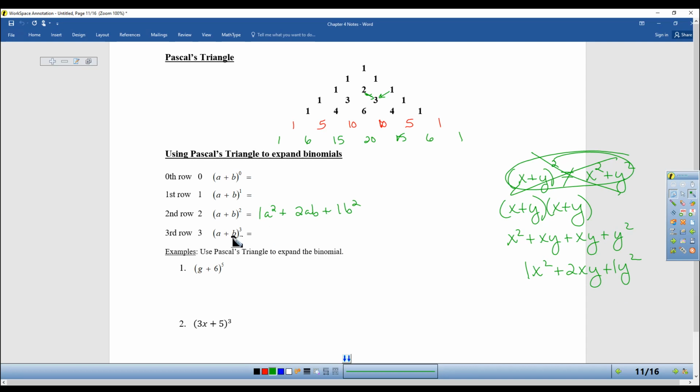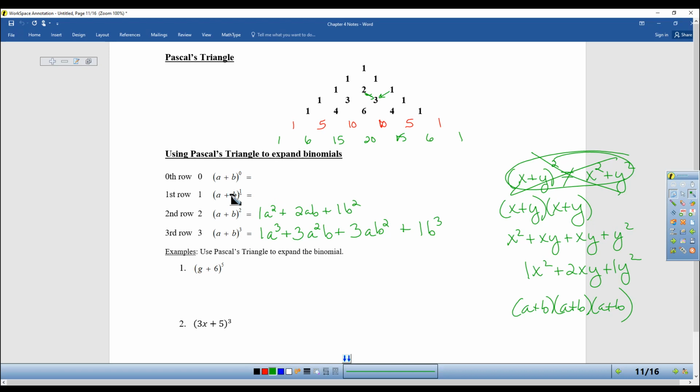So this next one on the third row is going to be 1a cubed plus 3, because I'm using this row now, there's going to be 4 terms: 1, 3, 3, 1. And if you're wondering how to get the rest of it, it's actually very cool. The a's are going to count down, and the b's are going to count up. So the a was cubed, now it's squared, now it's just an a, and then there's not going to be any a's in this last term. And there were no b's, and then 1b, and then 2b's, and then b cubed. Wasn't that better than doing a plus b times a plus b times a plus b? It's very cool.